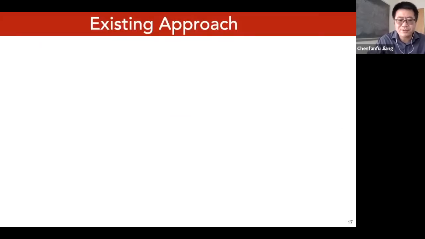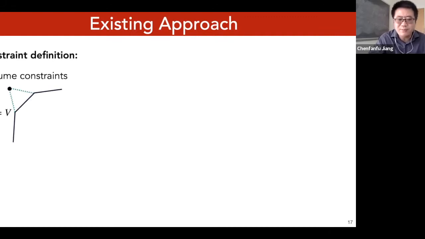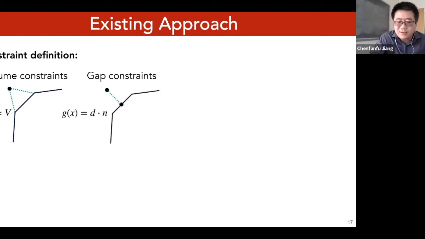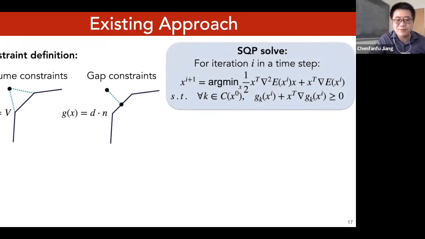In traditional methods, to define this constraint function g, one choice is to require a non-negative signed volume for the geometry formed by closest pairs, like this point-A pair. Another popular definition is to require the signed distance between closest points in the normal direction to be non-negative. Then many existing methods will compute the constraint set once per time step and adopt sequential quadratic programming, or SQP, type methods. The SQP iteratively linearizes both the objective function and the constraint until convergence.